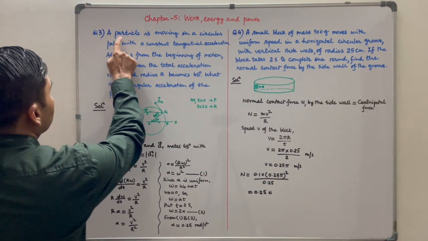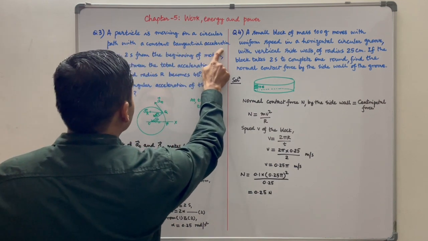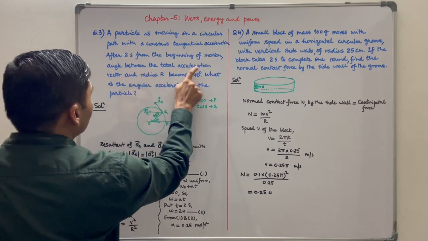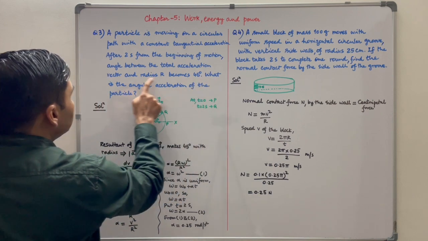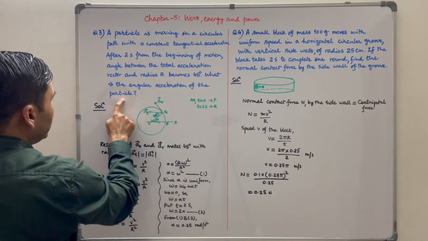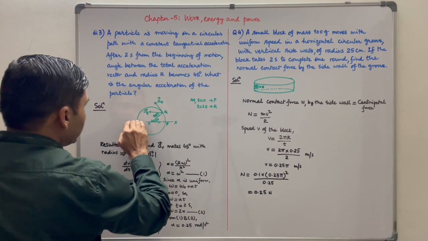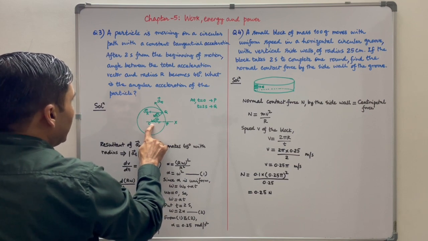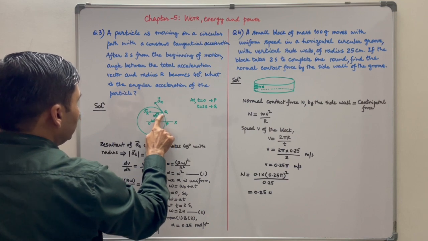Third question, a particle is moving on a circular path with a constant tangential acceleration. After 2 seconds from the beginning of motion, angle between the total acceleration vector and the radius r becomes 45 degree. What is the angular acceleration of the particle? Suppose the particle is moving on this circular path. OX represents x-axis, O is the center of the circular path. At t is equal to 0 second, particle was at point P, and at t is equal to 2 seconds, particle was at point Q.